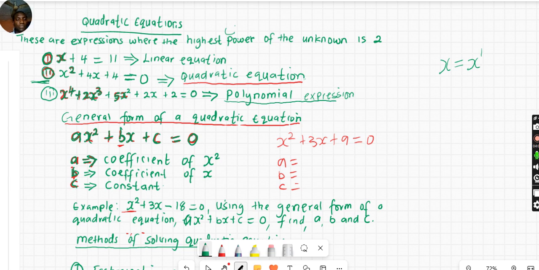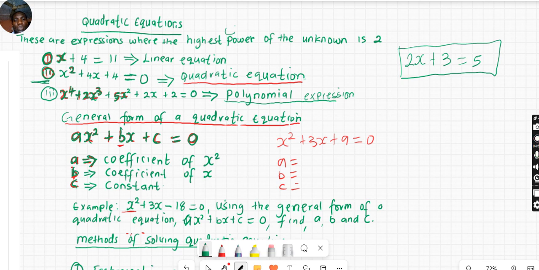Before we go to the general form of a quadratic equation, I want to write an expression for you. I want you to identify whether it's a quadratic equation, a linear equation, or a polynomial. This is the question: 2x plus 3 equal to 5. What do you think about this expression? Is it a polynomial expression? Is it a quadratic equation or a linear equation? You can pause the video and try to solve this question on your own.